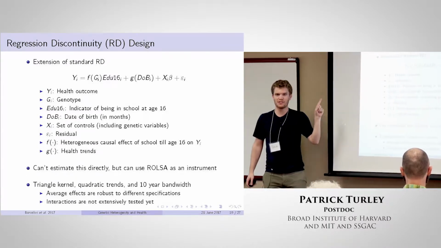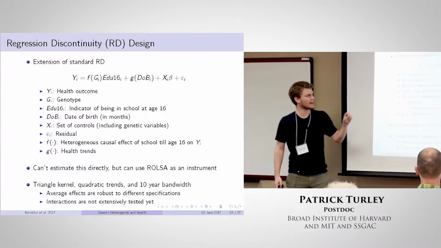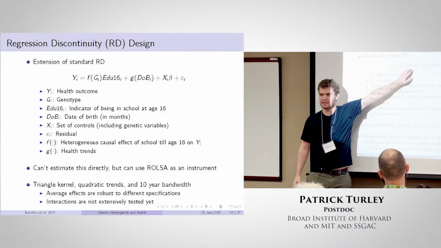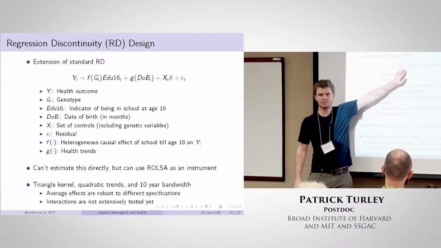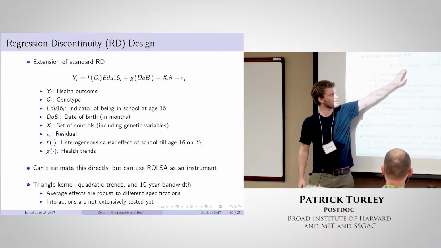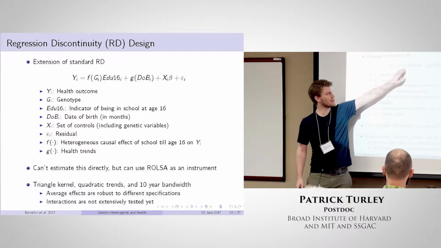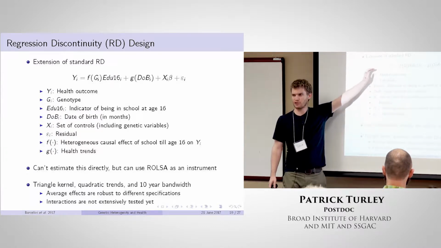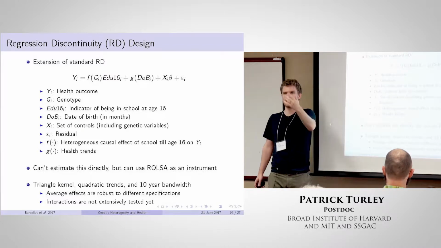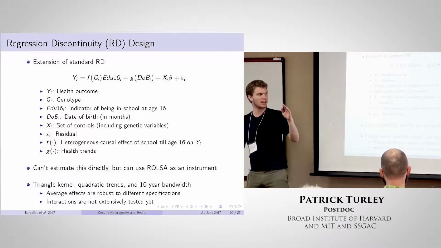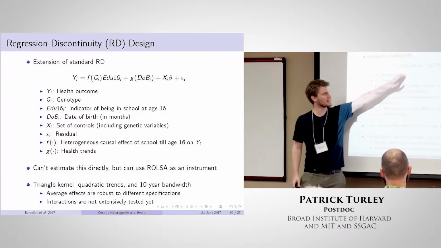So the way this is going to look different than a standard regression discontinuity design is that rather than just having a single coefficient multiplied by this education variable, I'm going to have some function of our genotype here. And so this means that the effect of education on our health variable can vary depending on what a person's genes are. Now, we can't actually estimate this regression, right, for these endogeneity reasons that I touched on very briefly, but we can use this policy change as an instrument to get at this.